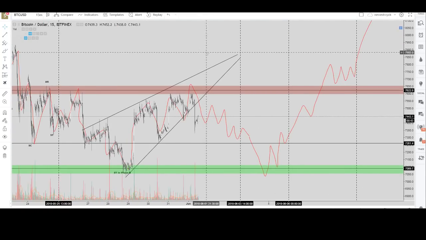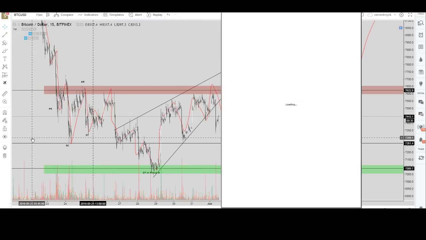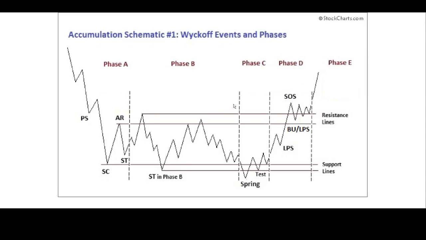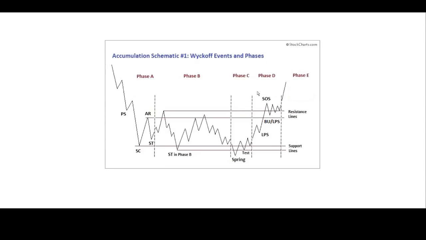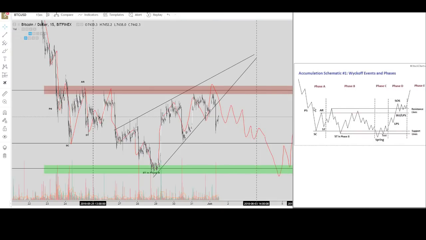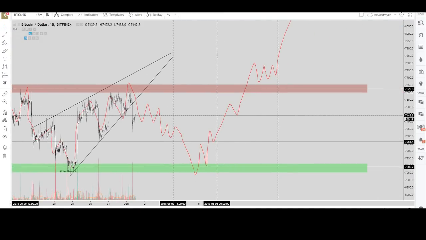Understand that the spring, okay? Let me see if I can pull it up. Okay, so here we're looking at the schematic, right? There are a few problems with the schematic in terms of textbook. We're not going to really get into them, but it's been extremely accurate so far in terms of the price action.